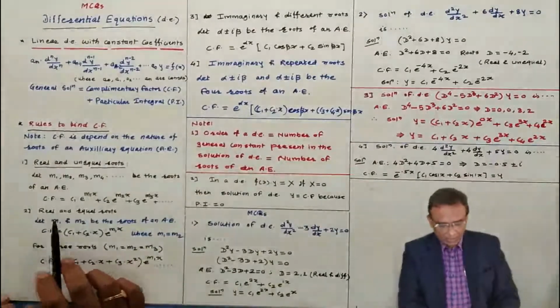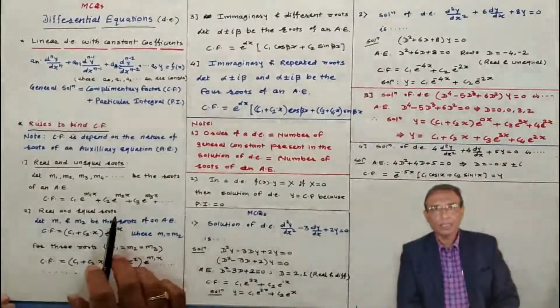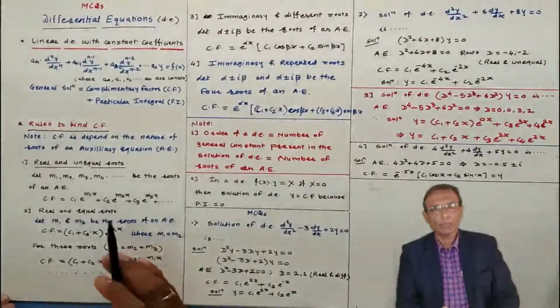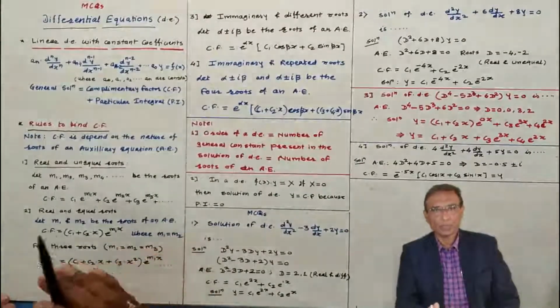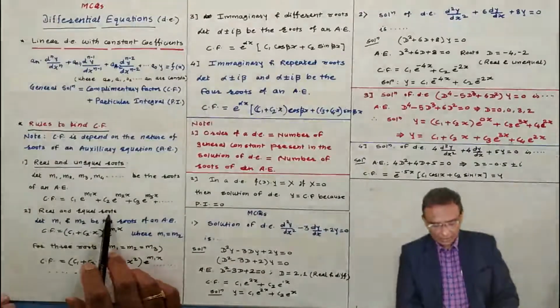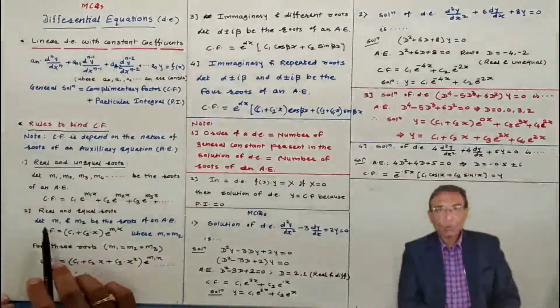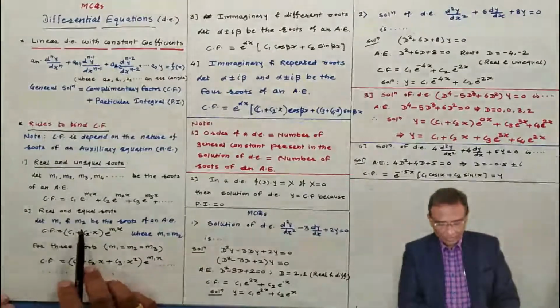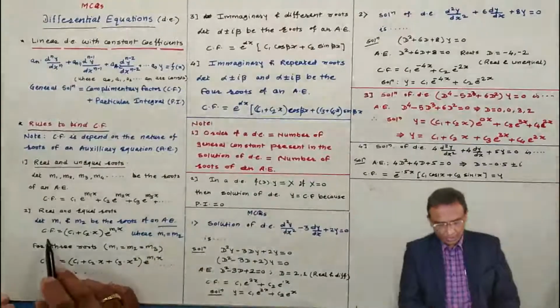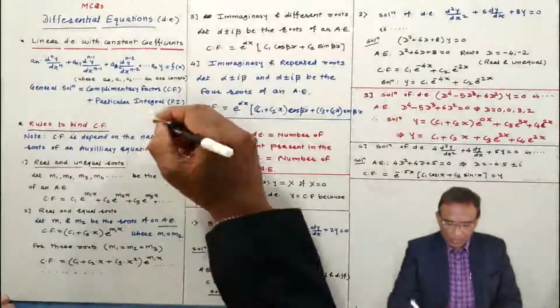The second case is real and equal roots. For example, 1, 1, minus 1, minus 1, minus 2, minus 2, minus 3, minus 3, 3, 3, like this. When the roots are real and equal, for two roots, let m1 and m2 be the two roots of the auxiliary equation. In the complementary function, what is an auxiliary equation?